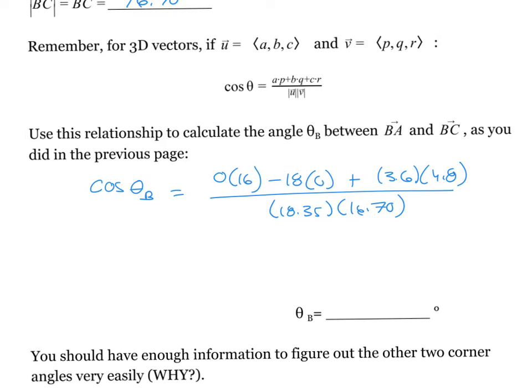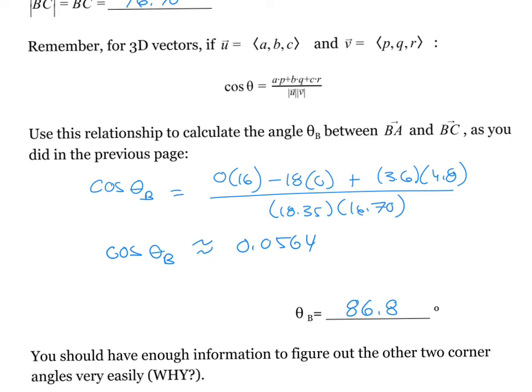So we do the inverse cosine. So cosine of theta b is this fraction evaluated. So we take the inverse cosine of that and we'll get about 86 point, this is really approximately 86.8 degrees.